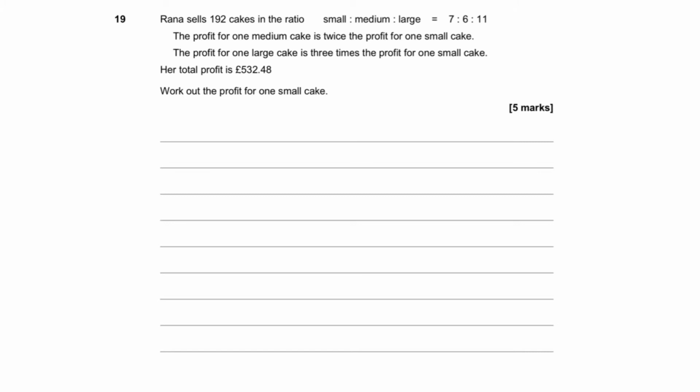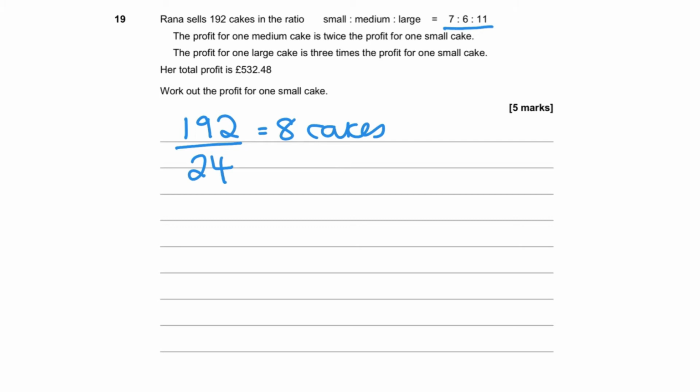So we've been told how many cakes have been sold and we've been told in what ratio. So we need to work out how many cakes are represented by one part of the ratio. So our ratio up here, we've got 7 plus 6 plus 11. So our 192 cakes need to be split into 24 parts so we can see what one part of the ratio represents. So if we do 192 divided by 24, that gives us 8 cakes per part of the ratio.